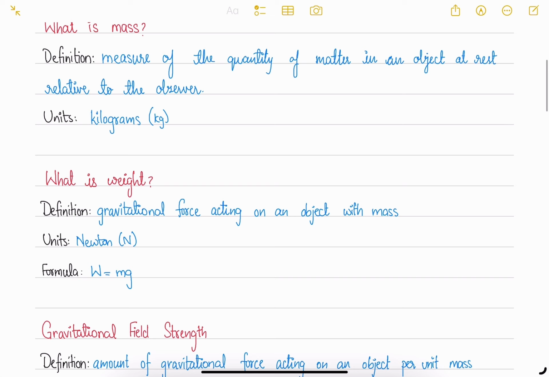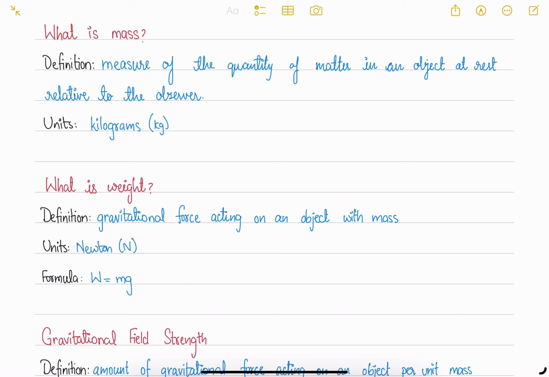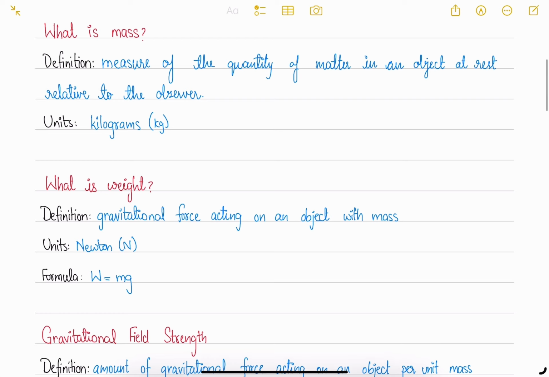Now, what is weight? Weight is the gravitational force acting on an object with mass. So weight is measured in newtons, and the formula for weight is W = mg, where g is the gravitational field strength. So g is measured in newton per kilogram, weight is in newtons, and mass is in kilograms. So unlike mass, weight depends on the gravitational field strength, which changes on every planet, and hence the weight also changes, but the mass stays the same.